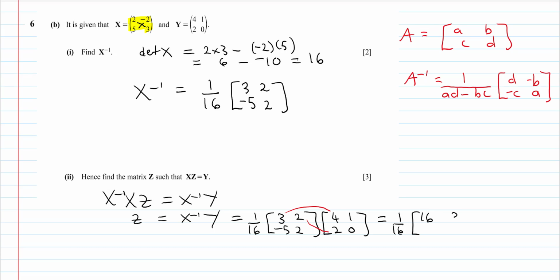so that's just 3. And then row 2, column 1, we're going to get minus 5 times 4 plus 2 times 2, so it's minus 20 plus 4, which is minus 16. And then we're going to get minus 5 times 1 plus 2 times 0, which is just minus 5. So therefore Z is equal to 1 over 16 times the matrix 16, 3, minus 16, and minus 5. And that is question 6.